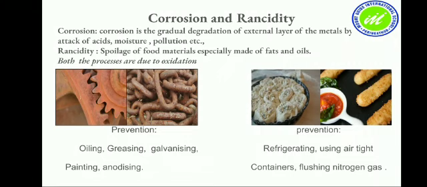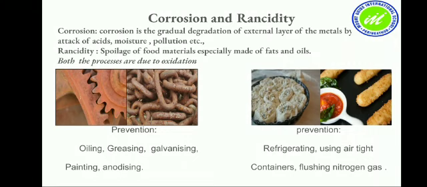The next one is corrosion and rancidity. This is like an example of oxidation reaction. See, if a metal is being added with oxygen, and if the metal surface is being damaged or degraded, then we are calling the process as corrosion. Similarly, if food materials, especially rich in oil, fat, are being added with oxygen or oxidized, we are calling it as rancidity. In case of metal, the process is corrosion. In case of food materials, the process is rancidity or decaying. Simple, it is decaying of food materials.